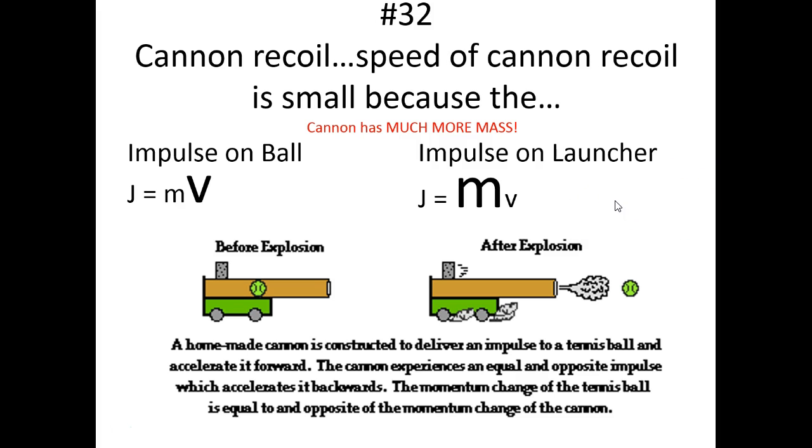For number 32, the speed of the cannon recoil is small because the cannon has a lot more mass. So because this cannon is so massive compared to the ball, it's not going to move very fast nor very far backwards, and that makes the ball move very, very far out.